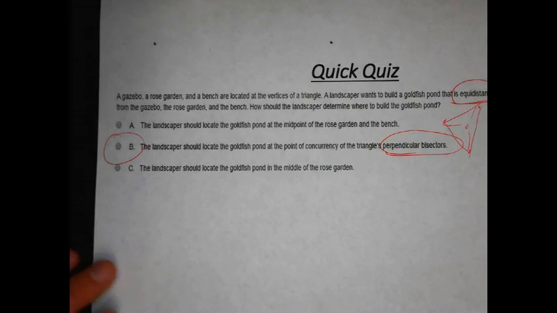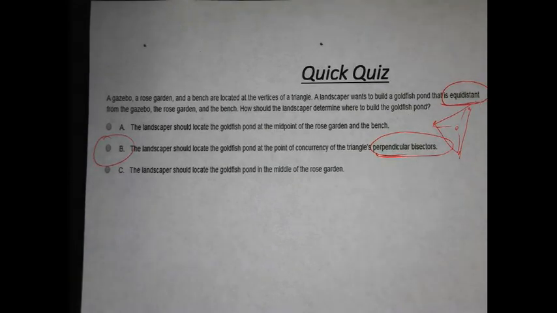And so we look at our options. Should locate the goldfish pond at the point of concurrency of the triangle's perpendicular bisectors. That's what we know. So we know our selection should be B, right? And that's our vocabulary for the day. So hopefully this was helpful, maybe exciting, maybe fun. At least the note from this book: angry purple bear circus and angry birds inside, right? If you can remember that, you're all set.